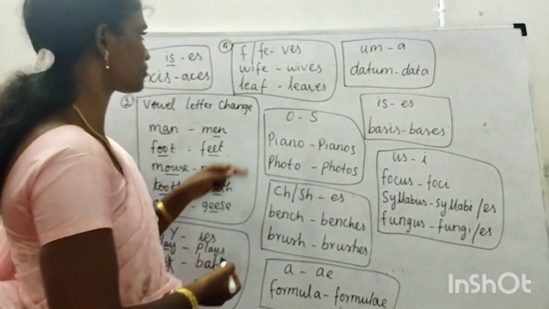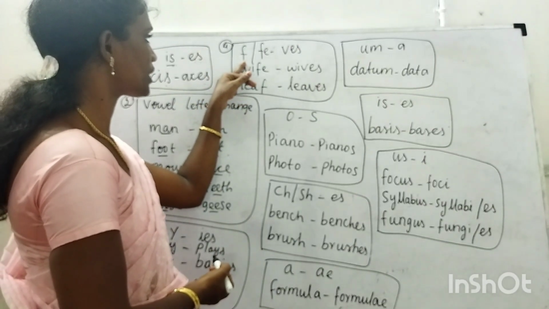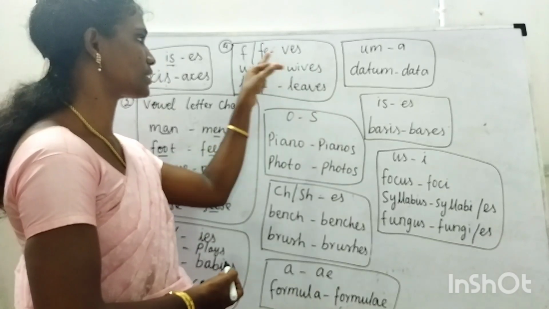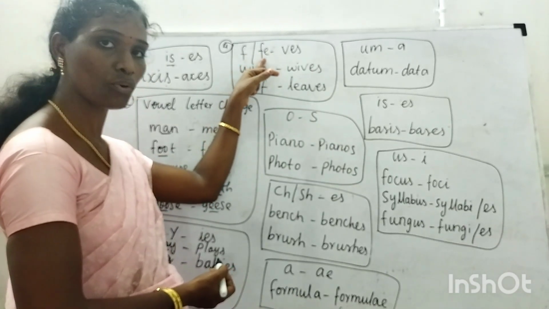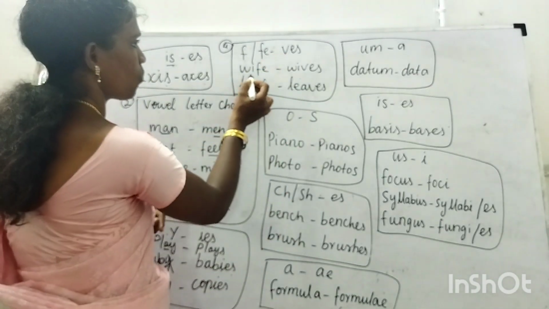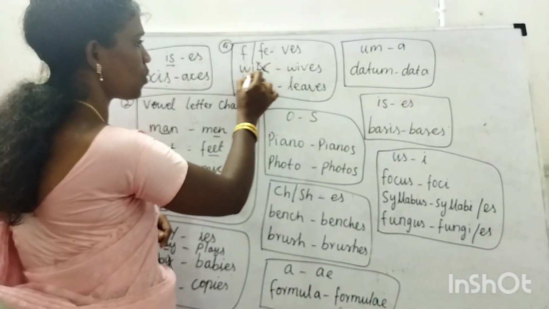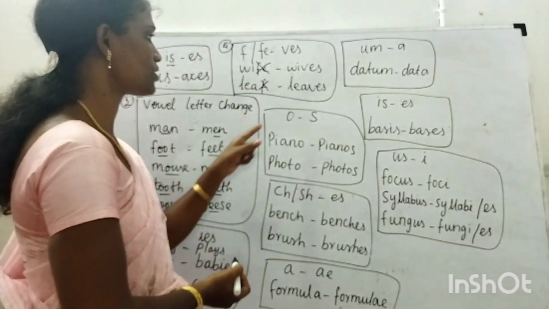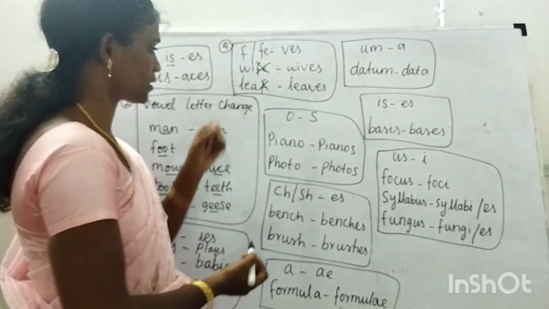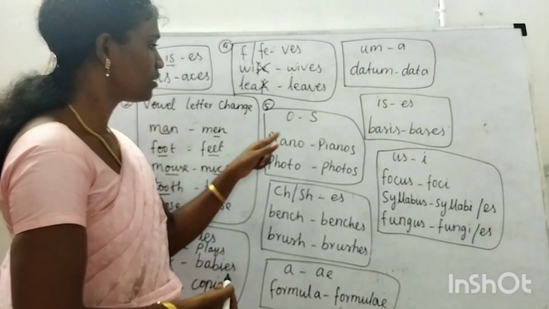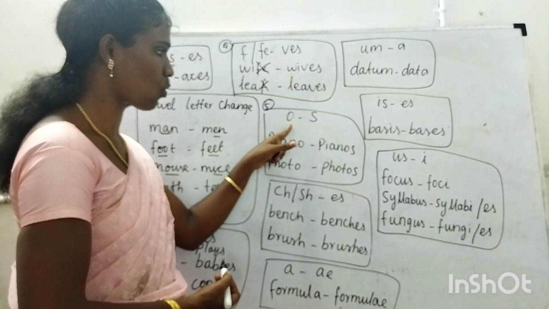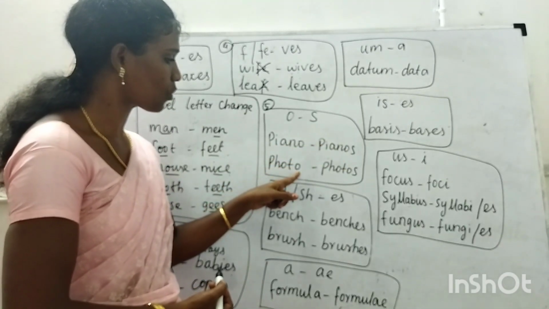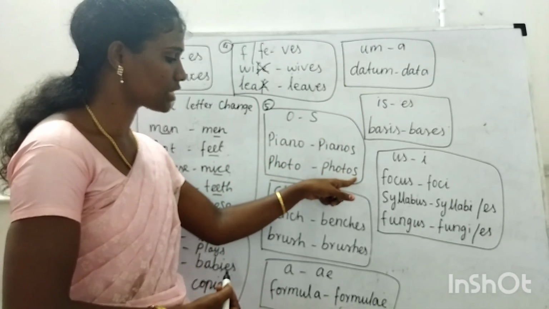And tip 4. If the word finishes with f or fe, your plural form is ves. F or fe will be removed and ves added. Wife, fe is removed and wives. Leaf, f is removed and ves added. But tip 5, if the word finishes with the letter o, for the plural form add s. Piano, pianos. Photo, photos.